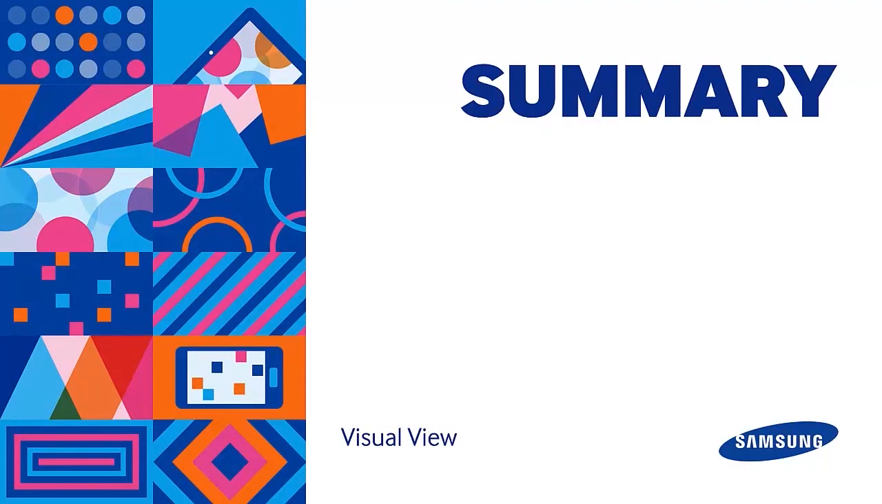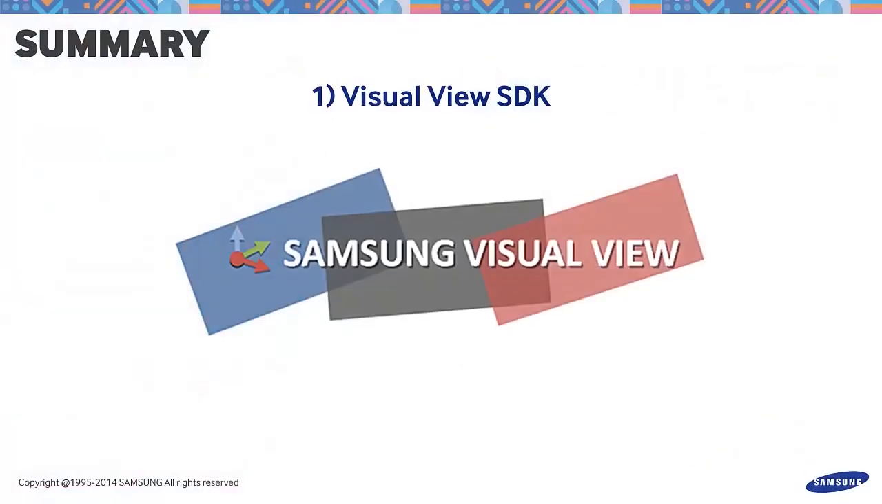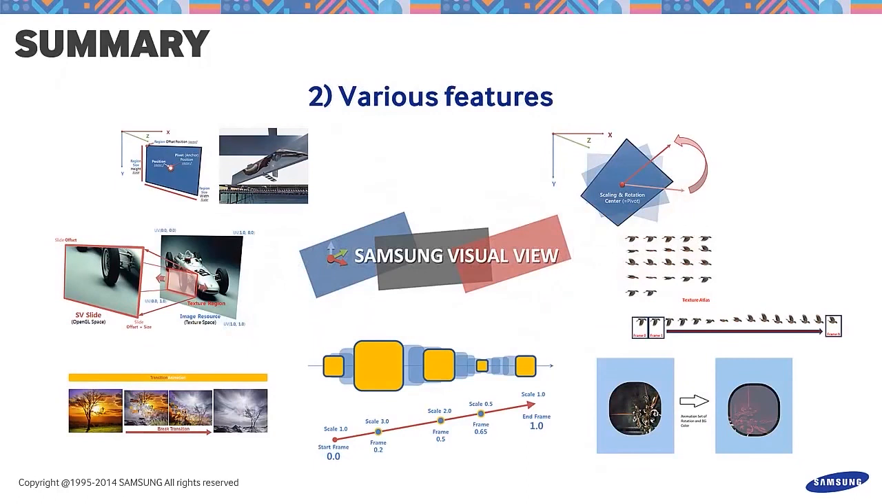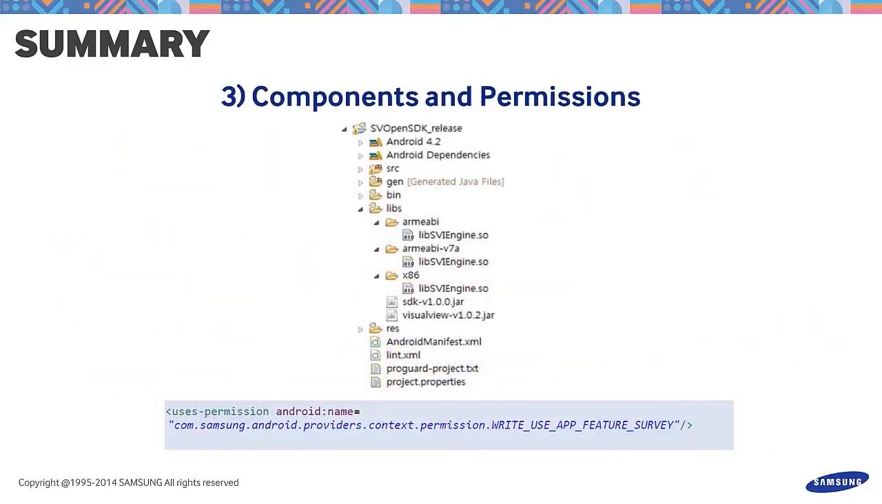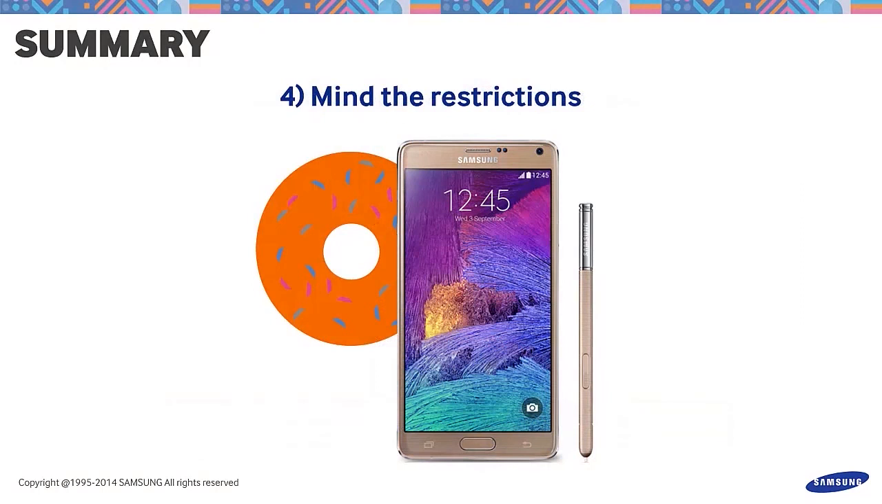Let's go over the things we talked about in this session. Visual View SDK allows you to add various kinds of animations to your applications. Learning how to use them can make your application livelier and richer in texture. There are different types of animations. Knowing them well can help you decide what kind of animation will suit your need. Don't forget to add needed components into your library folder, as well as the needed permission in your manifest file. And lastly, keep in mind the restrictions, may it be the Android API or in accordance to performance issues.